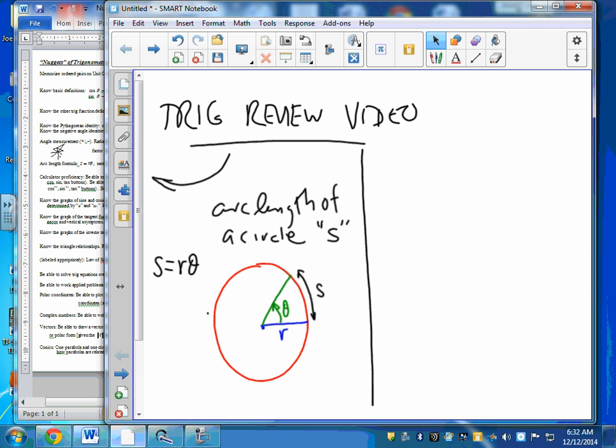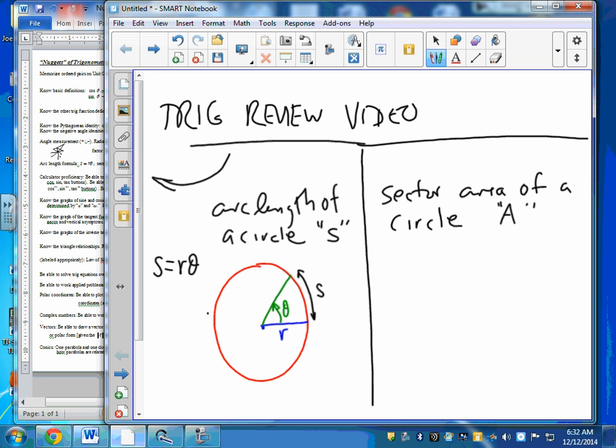The second topic in the same section was the sector area of a circle, and area is traditionally used A. So once again, we have our circle, and once again, we have a given radius and angle, and now we're asked to find the area of this piece of the circle, the interior of the circle. Okay, so what's the area there? And again, the formula is rather straightforward. Area is 1/2 r squared theta.